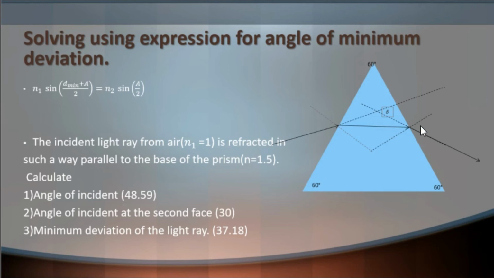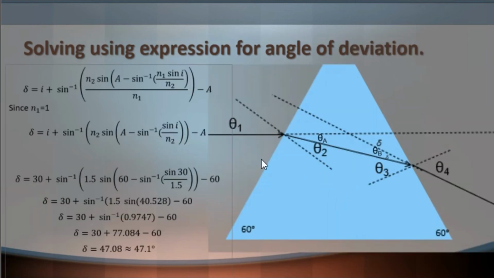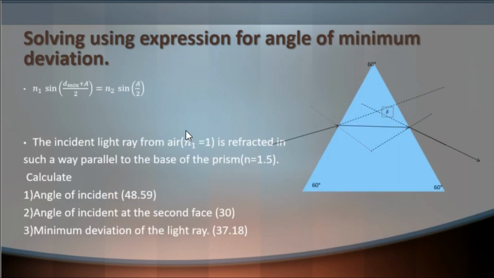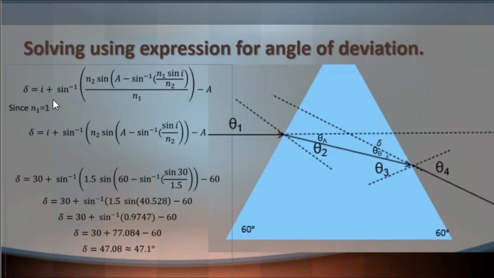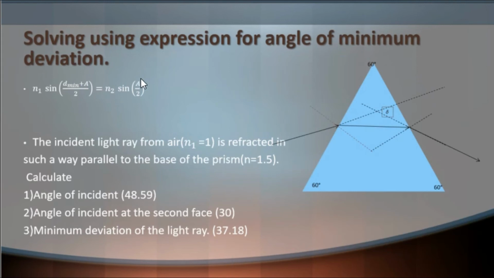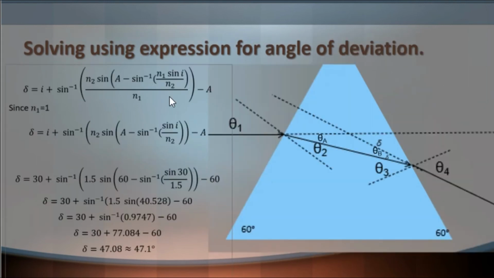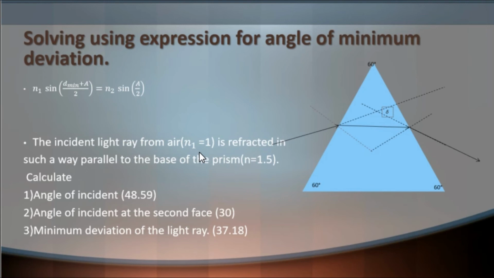I is equal to E, incident is equal to emergent, and the refracted ray is parallel to the base. So even if you use this formula to find the angle of minimum deviation, you still get the answer. However, if you use this formula to find the angle of deviation, you will get a different answer. So I prefer you to still use this formula to find the angle of minimum deviation. I already gave the answer. This is only for the sake of practice.